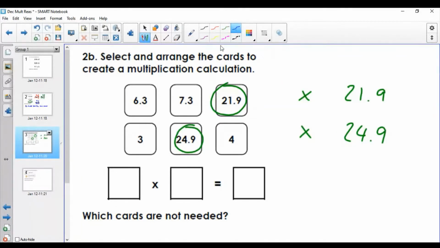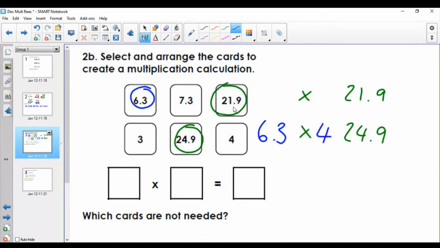Then I'm going to look and think, okay, what's left? 6.3, 7.3, 3, and 4. I'm going to use my estimation skills here. Now, I know 6 times 3 is 18. 6 times 4 is 24. Oh, 24 is close to 24.9, so it must be 6.3 times 4 is 24.9.